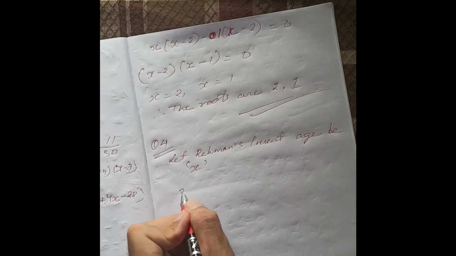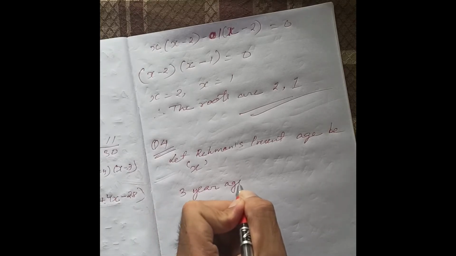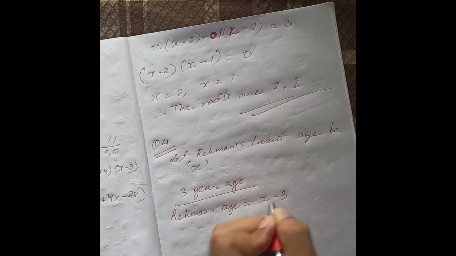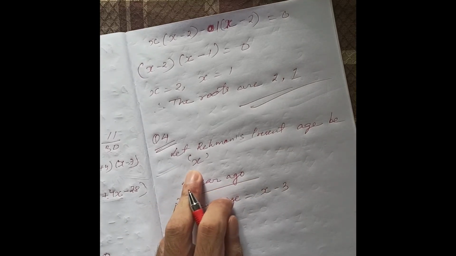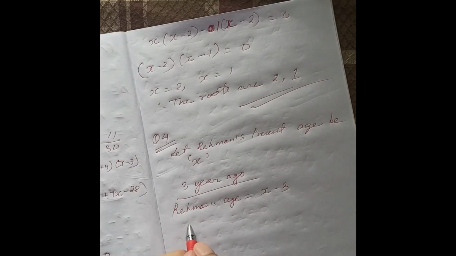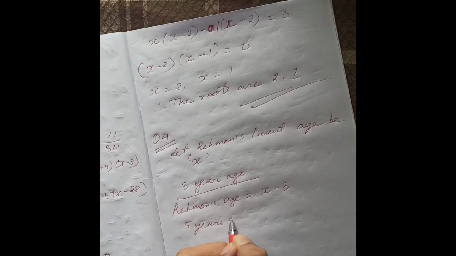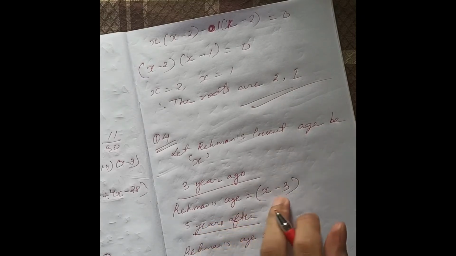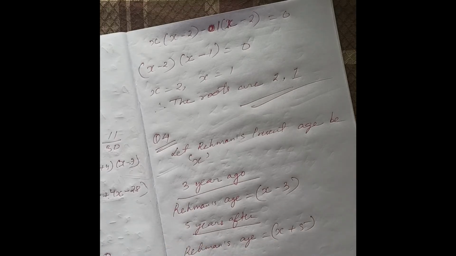So 3 years ago, what would be Raymond's age? Raymond's age will be x minus 3. If his present age was x, 3 years ago his age was x minus 3. He was 3 years younger. 5 years after, Raymond will be 5 years older than his present age, so x plus 5. This is Raymond's age 3 years ago, and this is Raymond's age 5 years from now.